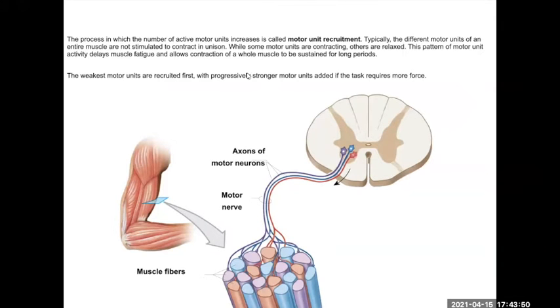So we were talking about the number of active motor units increasing: motor unit recruitment. The different motor units of an entire muscle are not stimulated in unison. Some are contracting, some are relaxed, and that's the whole muscle tone. But as you're lifting something, you're going to recruit them based on the need. And what the sentence in your book says is the weakest motor units are going to be recruited first, with progressively stronger motor units added if the task requires more force.